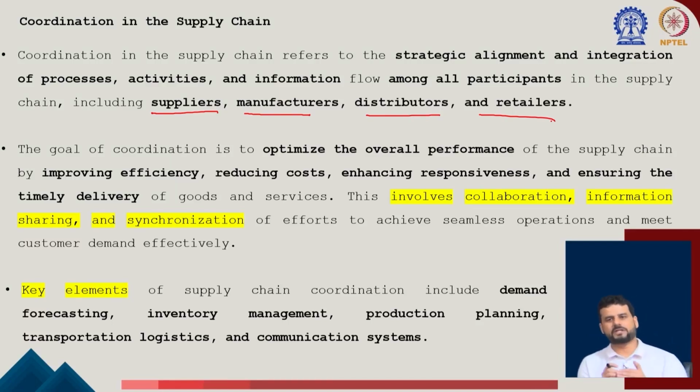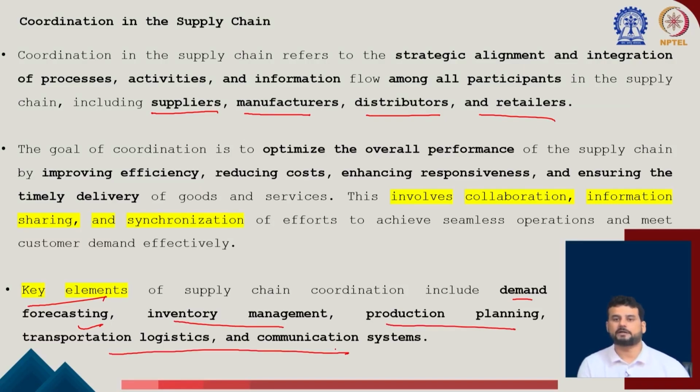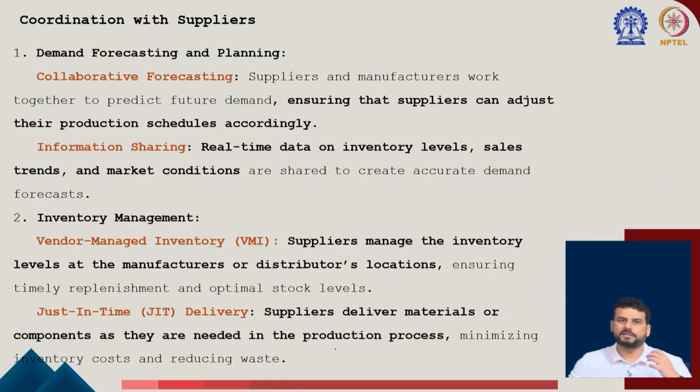Obviously information sharing, like I told you, electronically should be shared throughout the supply chain. Talking about the key elements, so demand forecasting is first, inventory management, production planning, transportation, logistics and communication system are some of the key elements where we need to focus when we are talking about the coordination in the supply chain. Let us talk about the backward supply chain and coordination with the suppliers.